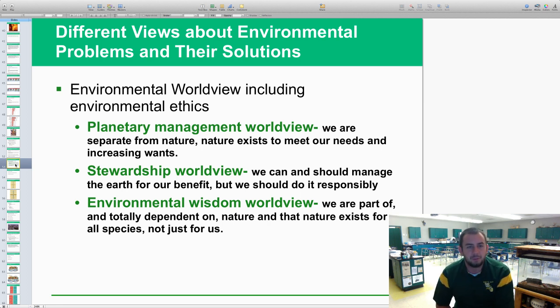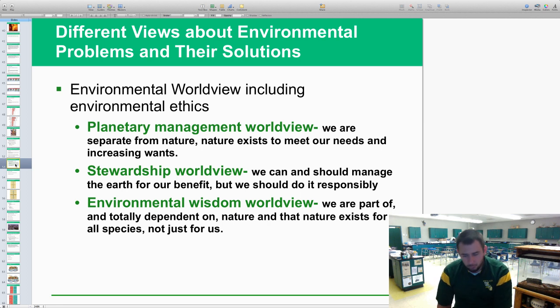And there are a couple of different ways of looking at environmental ethics. There's 3 basic ways. The first one is the planetary management worldview, which is where we separate ourselves from nature. Nature only exists to meet our needs. We're above it, and it is only suitable for our increasing wants. And there's the middle one, the stewardship worldview. We can and should manage the earth for our benefit, but we should do it responsibly for the next generation.